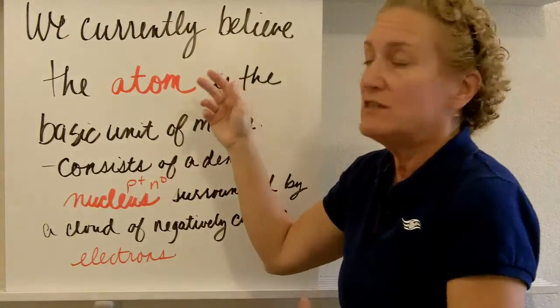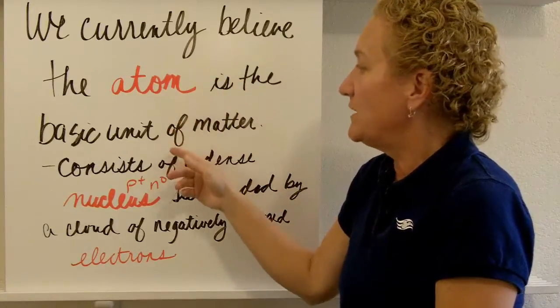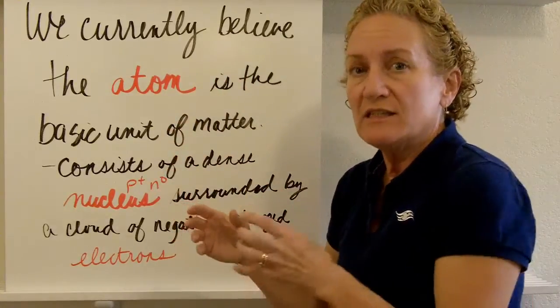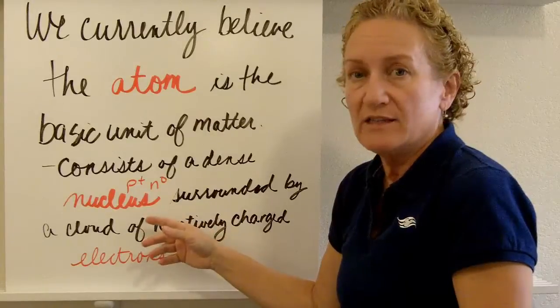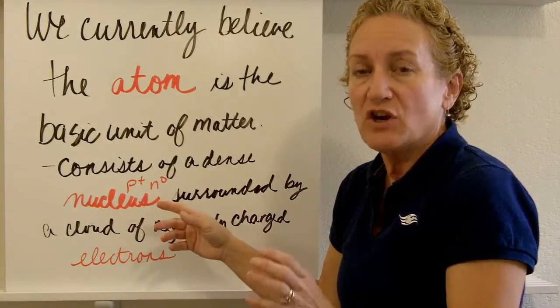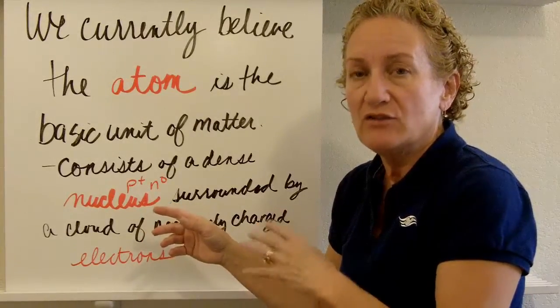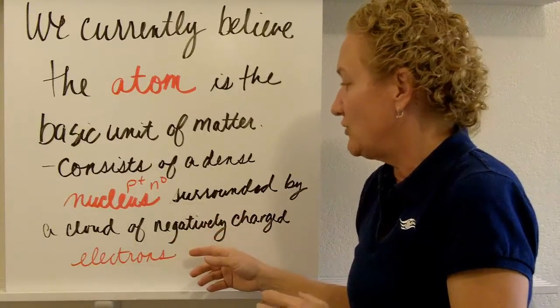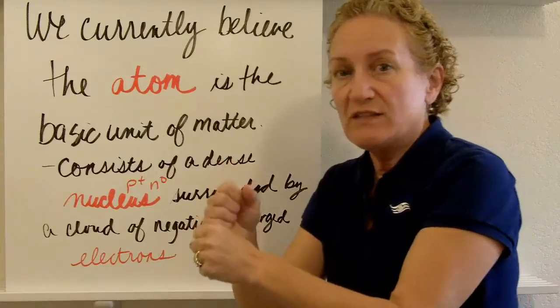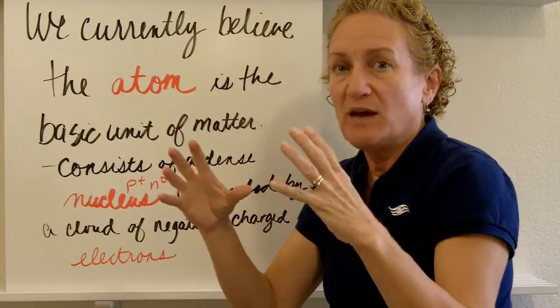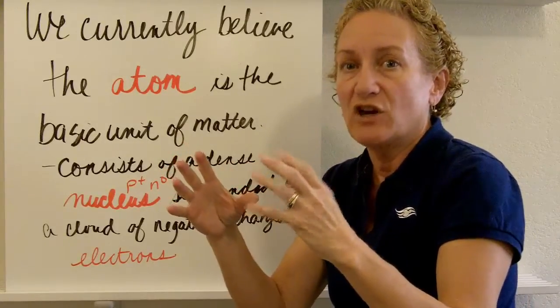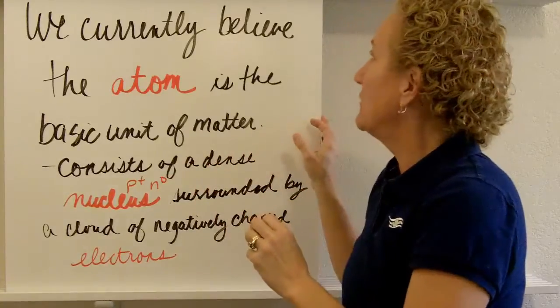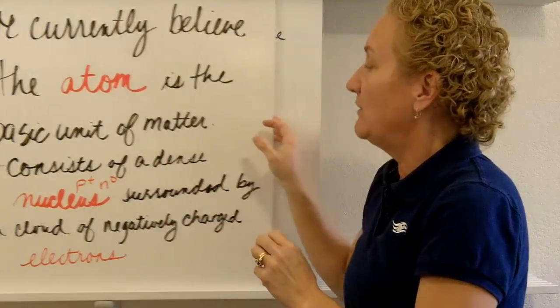So right now, as of today, what we believe is that the atom is the basic unit of matter and that it consists of several parts. It consists of a nucleus with a positive charge inside the nucleus. The protons and the neutrons are in the nucleus, and it's surrounded by a cloud of electrically charged electrons. So you have a center core that's positively charged, surrounded by this cloud, if you will, of negative charges. That's our current belief. That's what we think the atom is like.